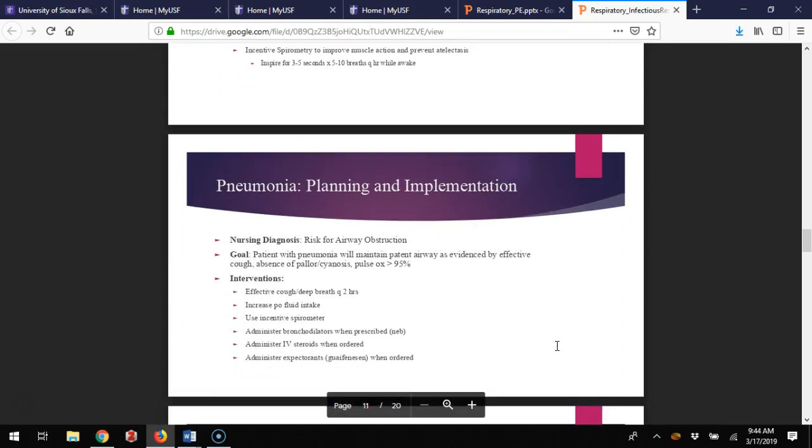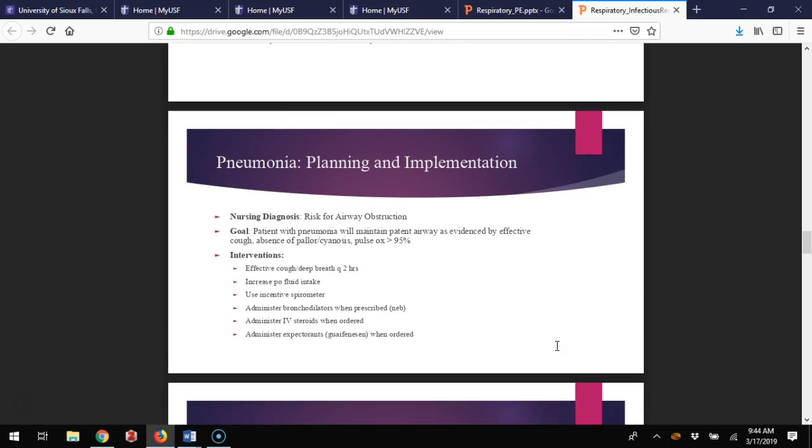Another nursing diagnosis, risk for airway obstruction. With pneumonia, they can plug off airways. And so with that, we want to make sure that they're breathing effectively, they've got a cough, that they are acyanotic, and that their stats are, generally speaking, above 93% or 95% in this slide. Interventions, of course, would be cough, turn, deep breathe, at least every 2 hours, if not more frequently. I've seen some people get ordered every hour.